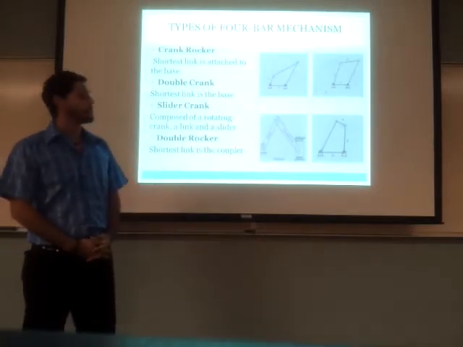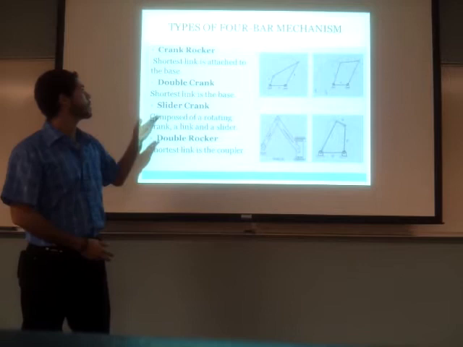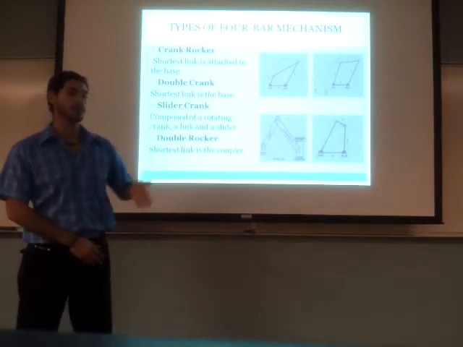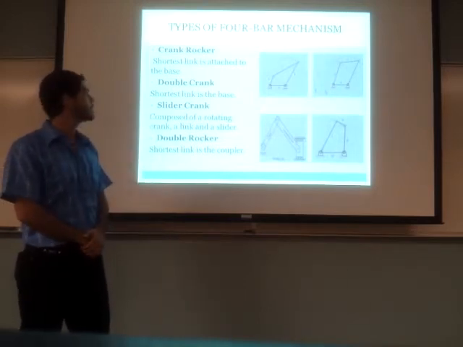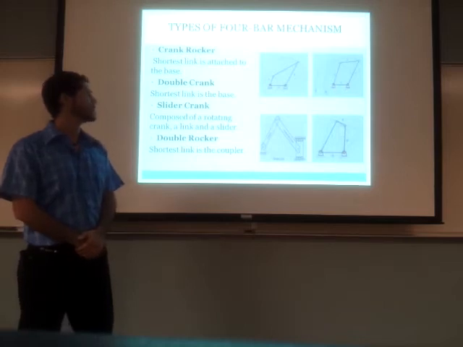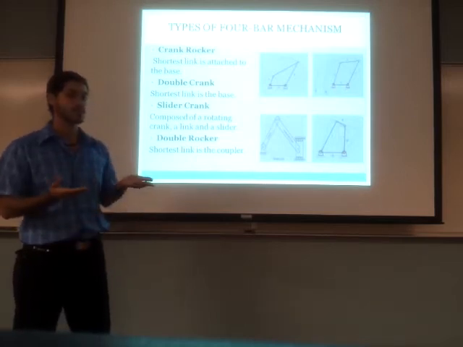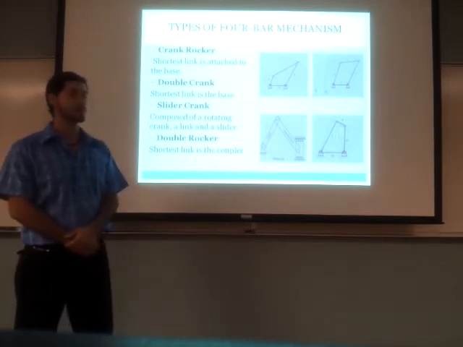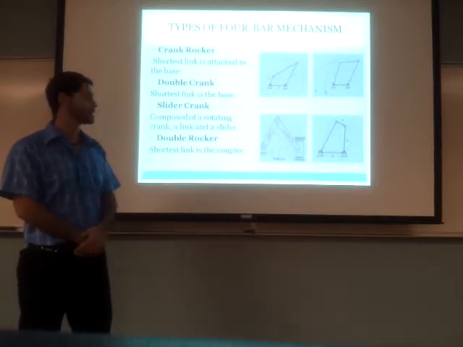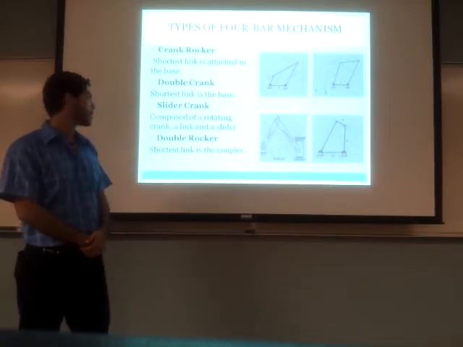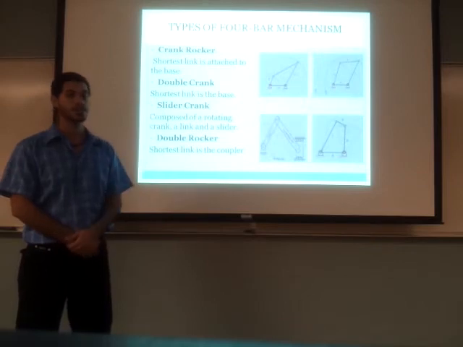The types of 4-bar mechanisms are the crank rocker, which is when the shortest link is attached to the base. The double crank is when the base is the shortest link. The slider crank, which has a rotating crank, a link, and a slider. And the double rocker, when the coupler link on the top is the shortest link.